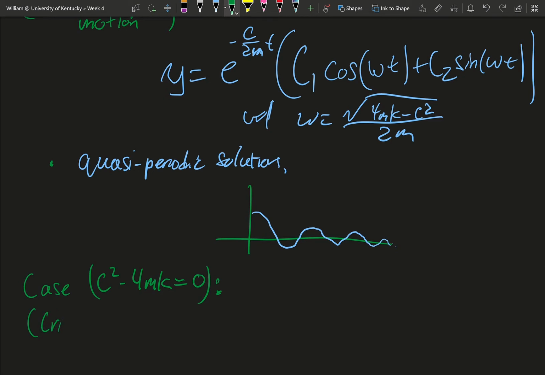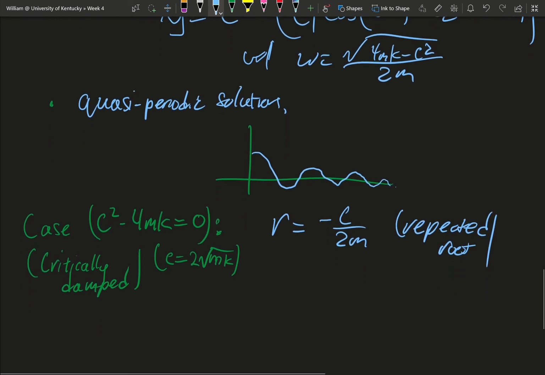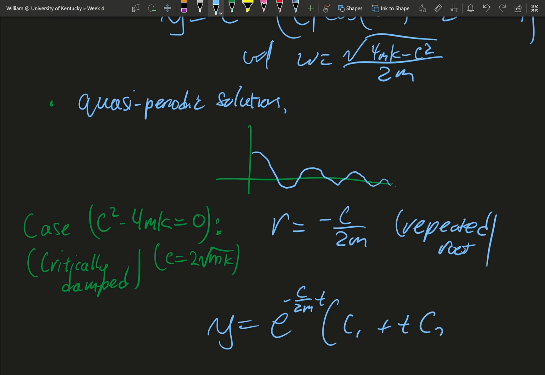The next case is what's known as critically damped. This is the case when c squared minus 4mk is 0, or equivalently, c is twice the square root of mk. In this case, we have a repeated root of r equals negative c over 2m. And we know what happens in that case.